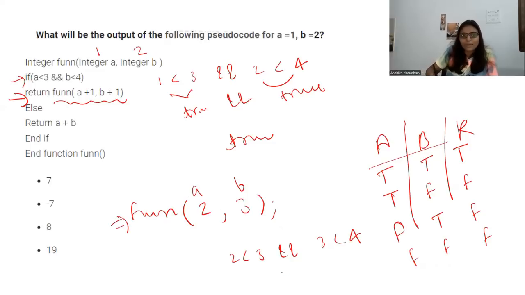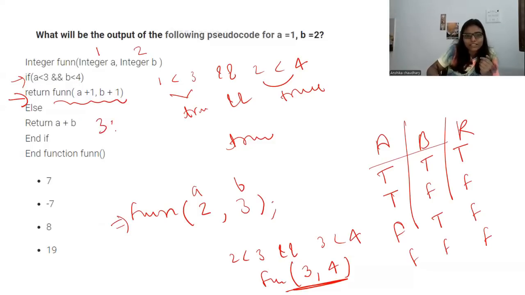So again it will return a plus 1 or b plus 1. So for the same thing, 2 plus 1 is 3 comma 3 plus 1 is 4. So now this function will be called for the changed parameters, right? So here again when control comes, a is less than 3, so 3 is less than 3 and 4 is less than 4. So this time the condition is going to be false.